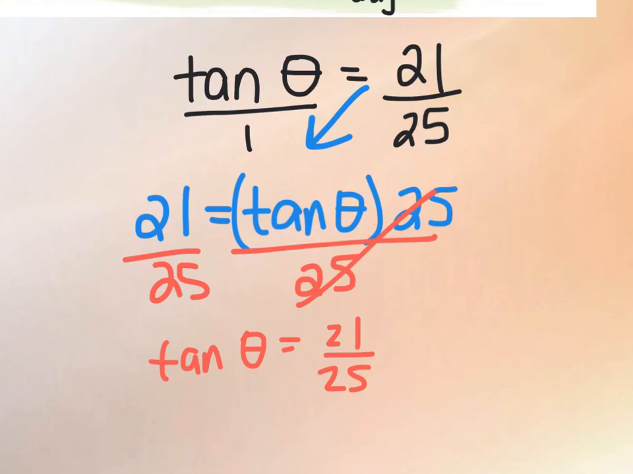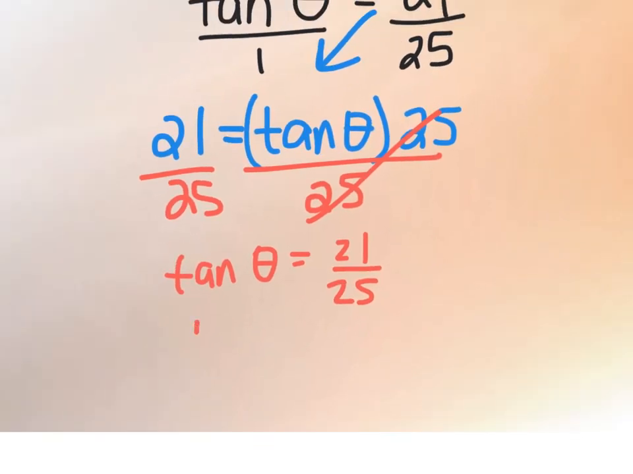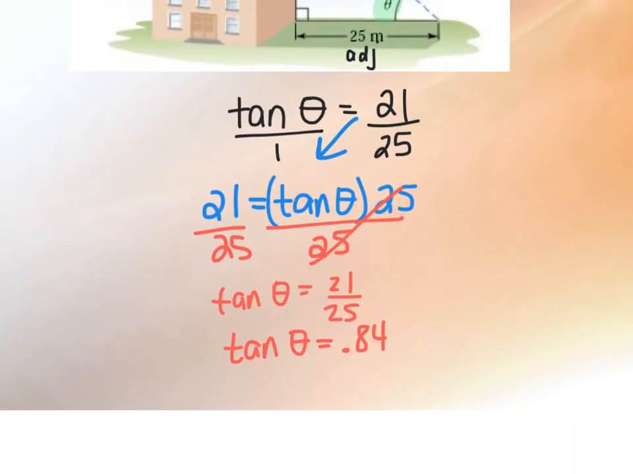Guys, what is 21 divided by 25 in your calculator? It's 0.84. We're looking for the angle measure. Does that make sense that the angle measure is 0.84? No. So everybody look at your calculator. Do you see your trig function on the tangent button that says tan to the negative 1? Yes, I do. That is called the inverse.